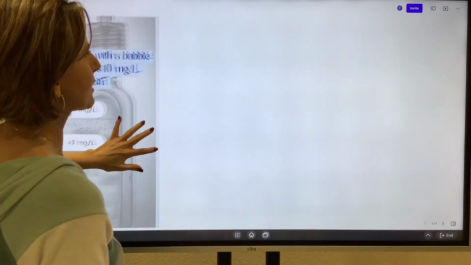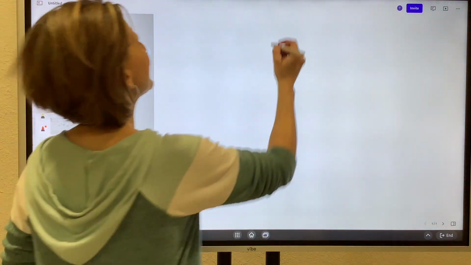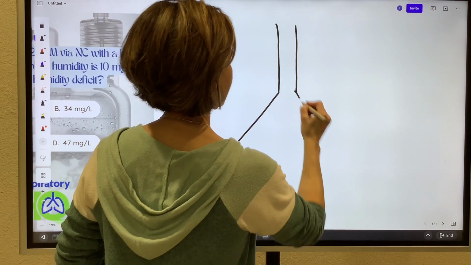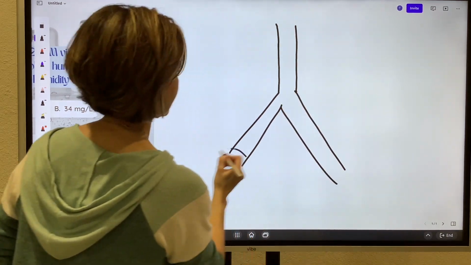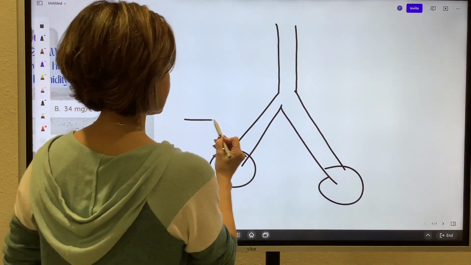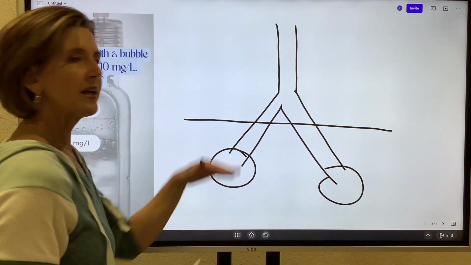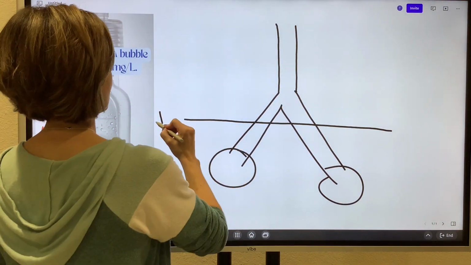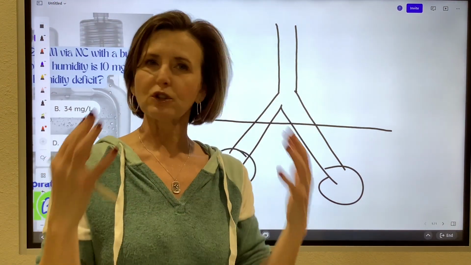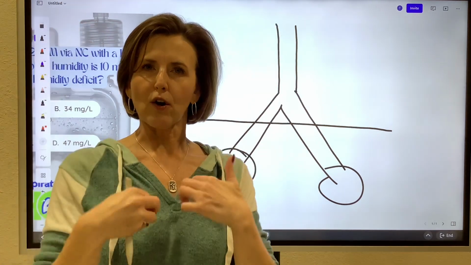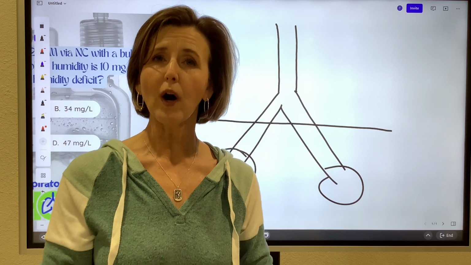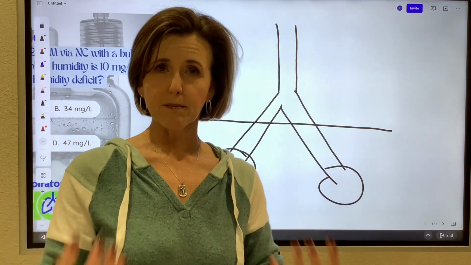Okay, let's just make sure we understand what this is with a really bad picture. Basically, here is your trachea, the carina. It branches off into the main stem bronchi, and then the right and the left lung. About 5 centimeters below the carina is a place in the airway called the isothermic saturation boundary. That is the point, when a person is breathing normally, where all the air that we inspire is 100% saturated with water vapor and warmed up to body temperature.